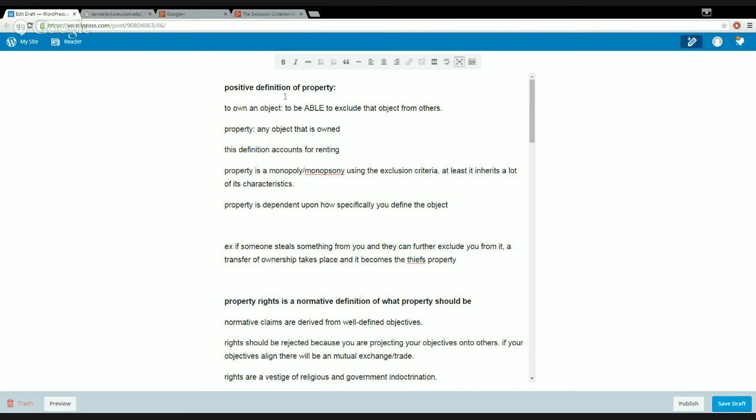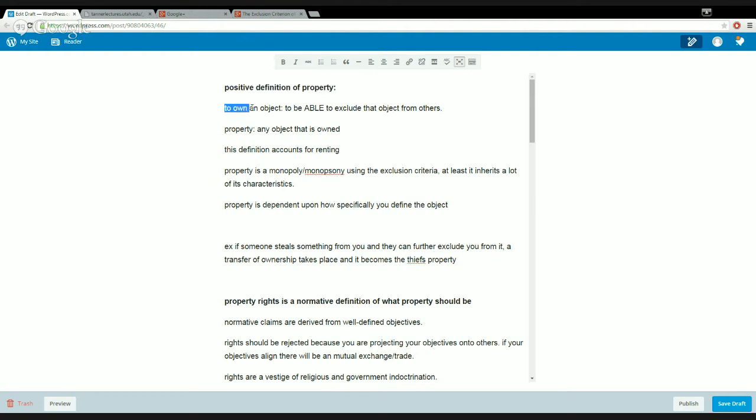Okay, so I claim that by defining property positively, or what property is, and applying it, you can actually get more desirable outcomes than just declaring something as a property right. And the only criterion I use to describe what is property is the exclusion criterion. So let me get to it.